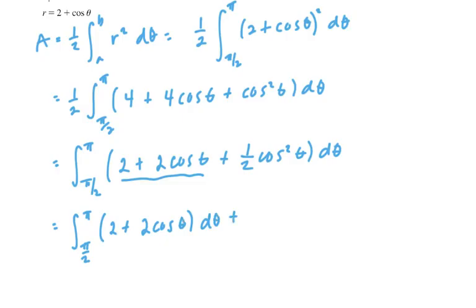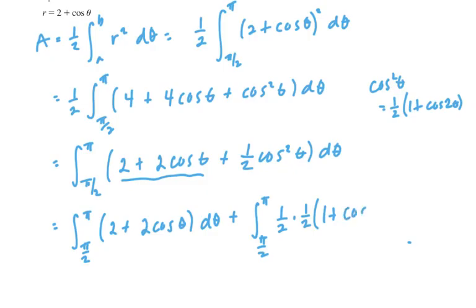plus the integration from pi over 2 to pi, and we have 1/2, and instead of cosine squared, remember that cosine squared theta can be written as 1/2 times 1 plus cosine 2 theta. Let's put that in. So we have 1/2 times, that's the 1/2 in front of it, and here's the 1/2 in the identity, 1 plus cosine 2 theta d theta.